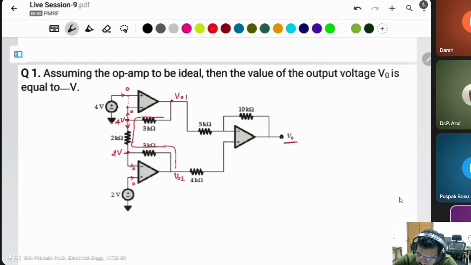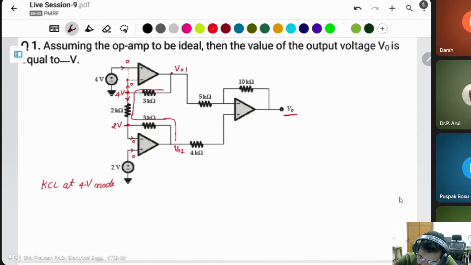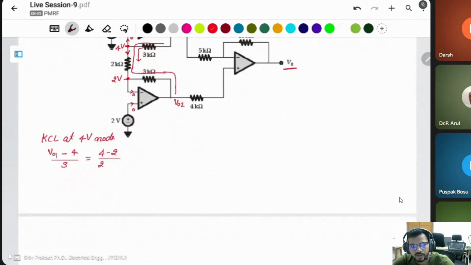I want to apply KCL at the 4 volt node. Incoming current is the same as outgoing current. Incoming current is (V01 minus 4 volt) divided by 3 kilo ohm, equal to the same as this current, (4 minus 2 volt) divided by 2 kilo ohm. You can remove the kilo ohm, simply write the current in milliampere because the resistances are in kilo ohm.